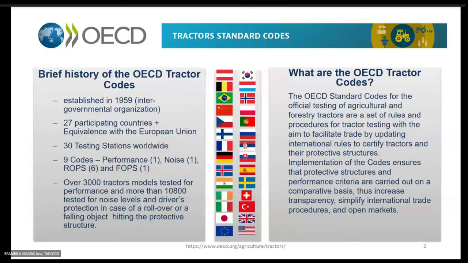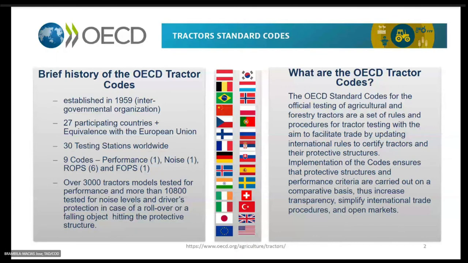We saw an example of a rollover accident in the first presentation from ENAMA, from Sandro Liberatore. And those, unfortunately, are one of the most common accidents. So that's why we try to certify the safety of the protective structures. Over the years, we have certified more than 3,000 tractor models for their performance and over 10,000 tractor models for the safety of the protective structures. But let me tell you, I mean, now what we are.